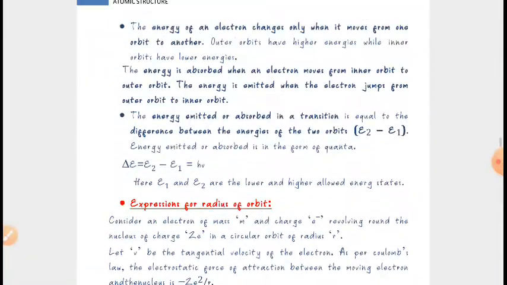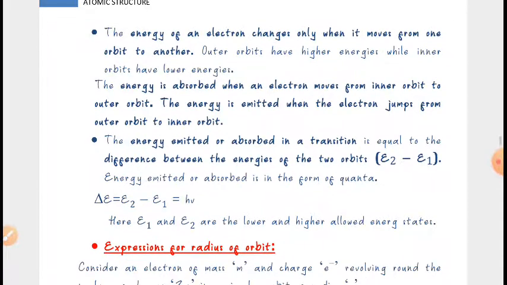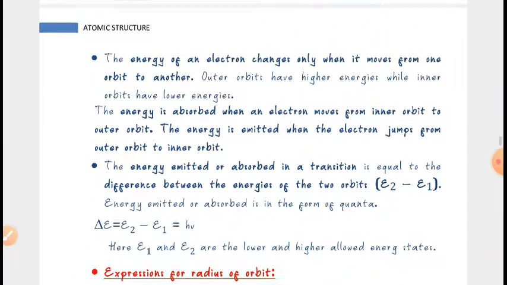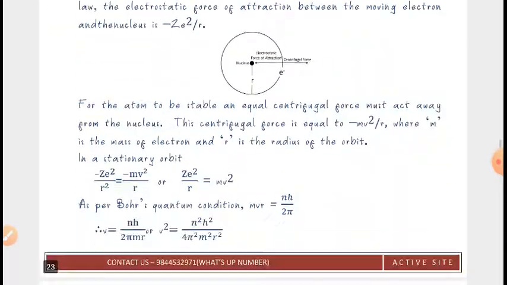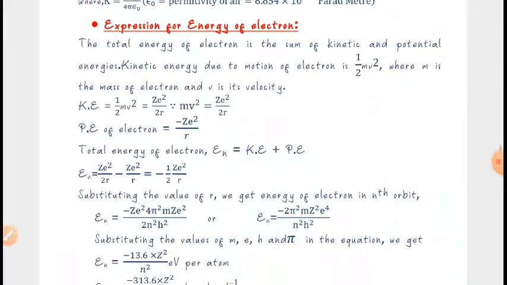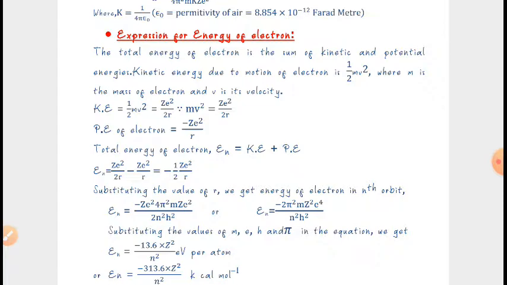I hope up to this Bohr model of atom you have understood. So we will see in the next class the calculation of Bohr radius and the calculation of velocity, and after that we will calculate the energy of the electron. These three things we will see in the next class. So keep up to this. Thank you.